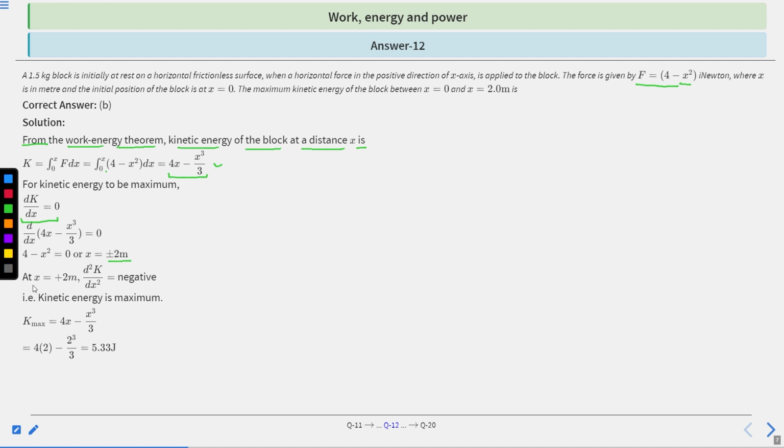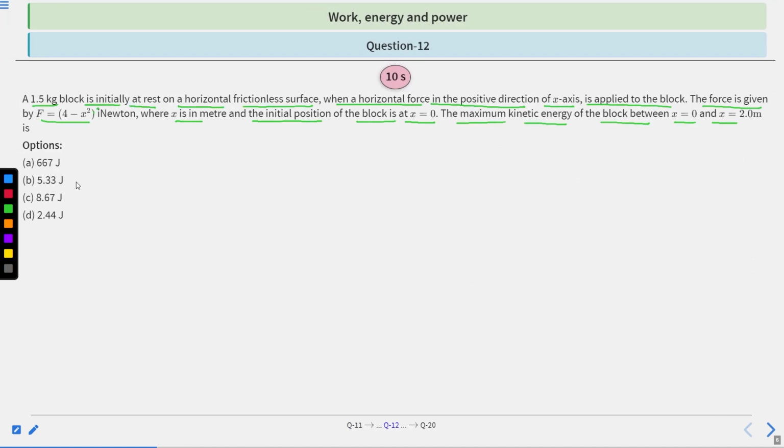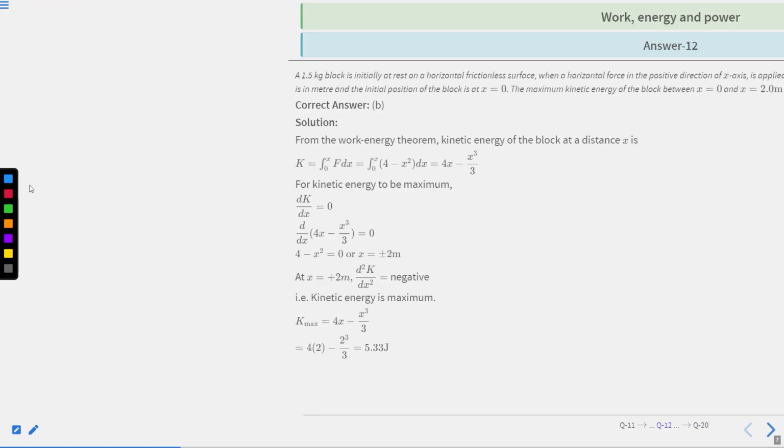X equal to plus 2 meter, and the double derivative d square K divided by dx square is negative. Clear? That means the kinetic energy is maximum. So the maximum kinetic energy is equal to 4x minus x cube divided by 3. And putting the value of x in this, you will get 5.33 joule. Clear? So the correct answer is 5.33 joule. B option is correct. Clear? Next question.